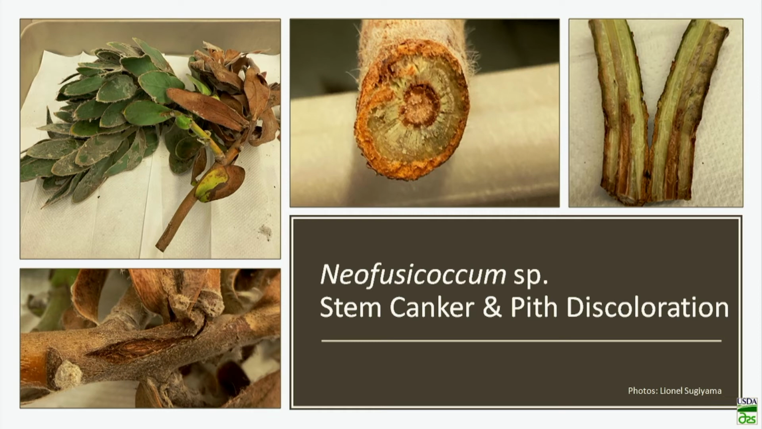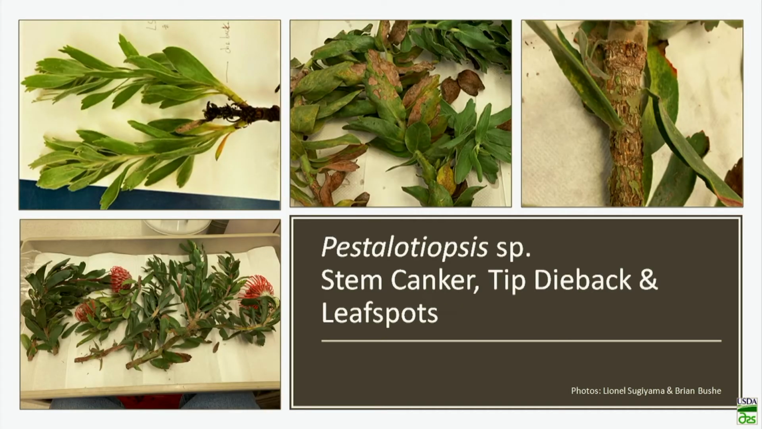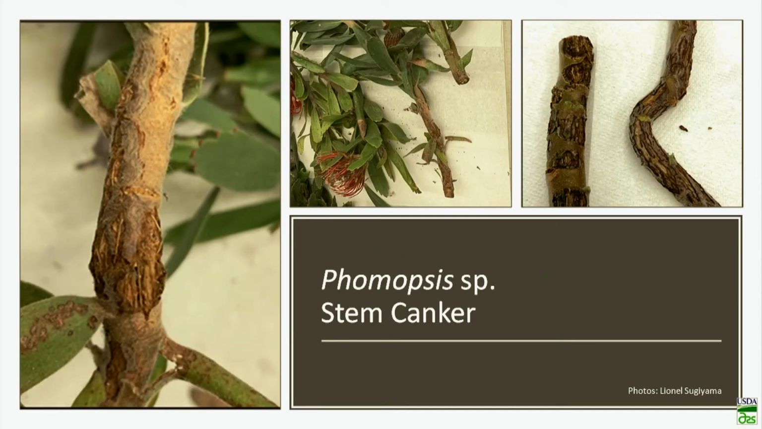If you zoom into the areas, you can very clearly see a stem canker. And then the other two pictures are the example of pith discoloration. Okay, Pestalotiopsis, characteristic tip dieback, also causes stem cankers and leaf spots. Okay, Phomopsis causes a stem canker.